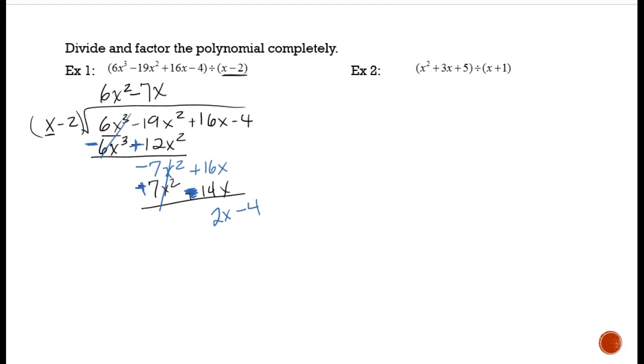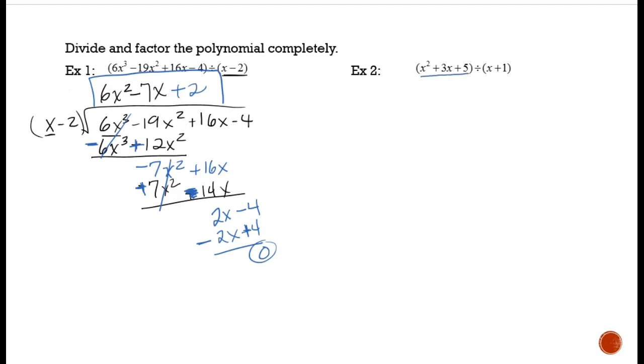So again, I want to figure out, okay, what do I need to multiply the outside x by to get this one, 2x? Well, it's just a 2. So when I distribute the 2, I get 2x minus 4. When I change my signs, it becomes negative, that becomes positive, and I have 0 remainder. So what do I get when I divide? I get 6x squared minus 7x plus 2. That's my answer.